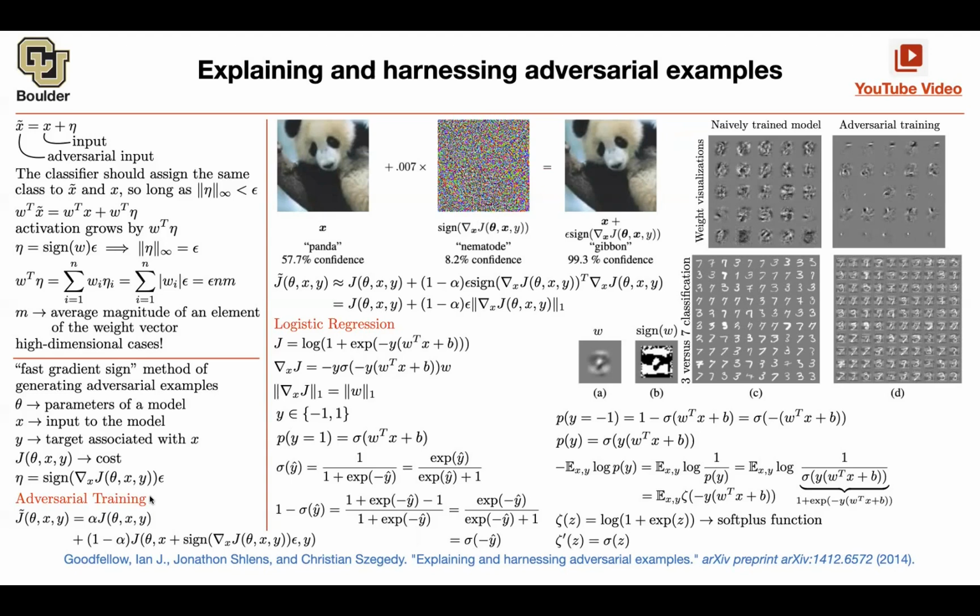So you're going to see this pattern. Somebody comes up with an idea to attack a neural network, and then another person is going to come up with an idea to defend against that attack and make your neural networks more and more robust.